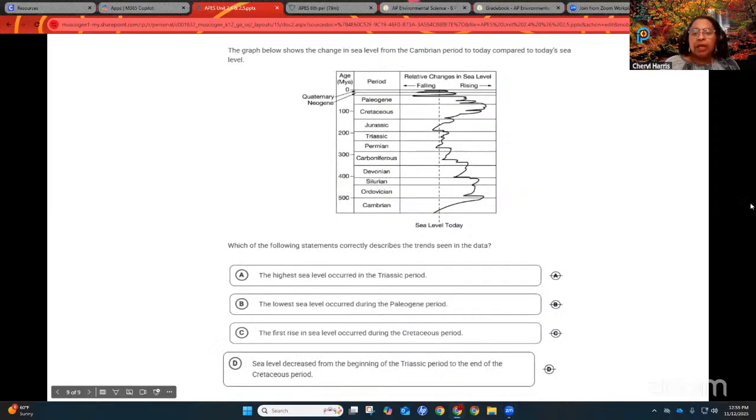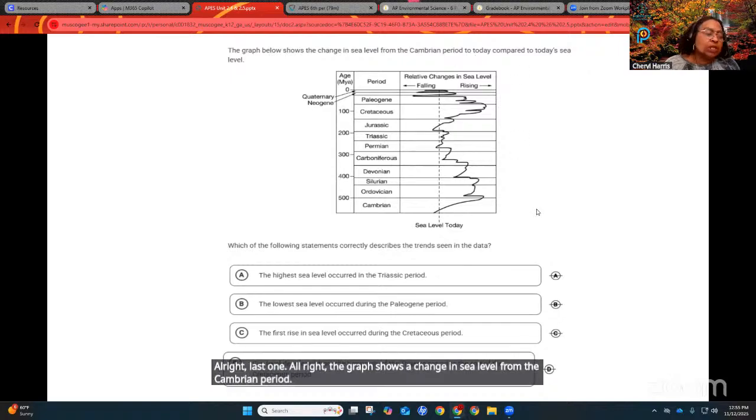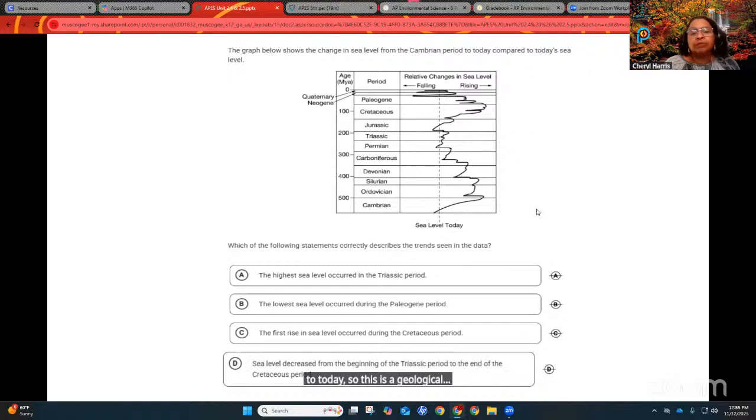All right, last one. The graph shows a change in sea level from the Cambrian period to today. So this is a geological timeline from prehistoric times to today. Now this one is looking at sea level.